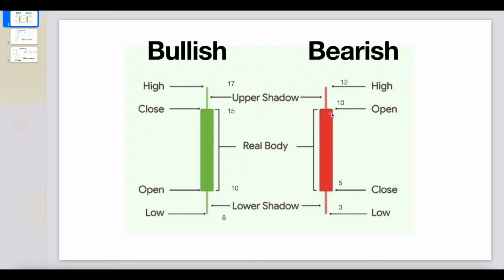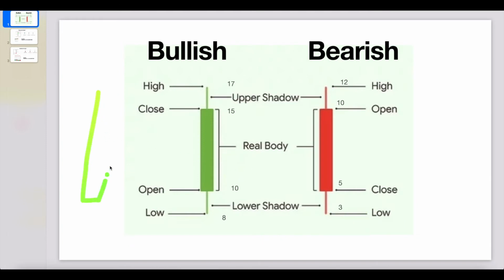Within that duration, it might have happened that it opened at 10, went up to 12, then went back down to 3, and again came back and closed at 5. So this 10 to 12 makes the upper shadow here, and this 3 to 5 makes the lower shadow here. Not every candle will look like this.